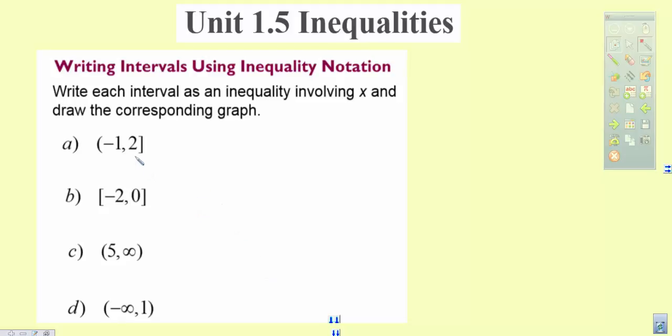So now we're going from interval notation to inequality or set builder notation. So we'll do set builder. In this case, we start off and this is our interval notation. Erase that. And we want to go to set builder.